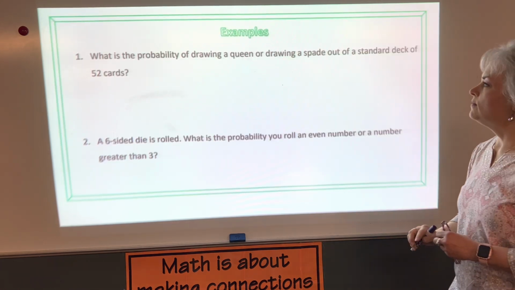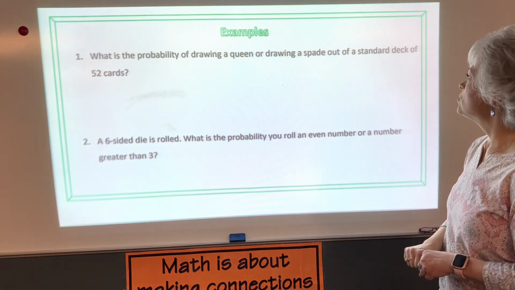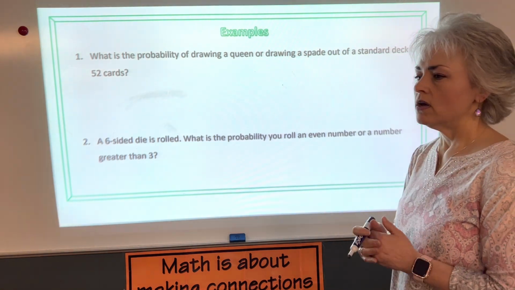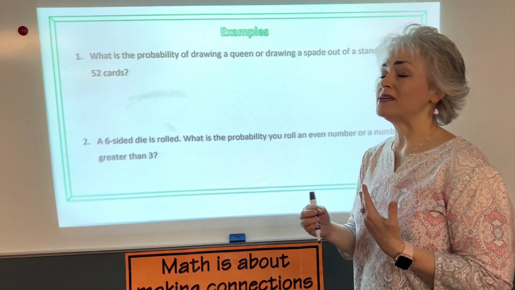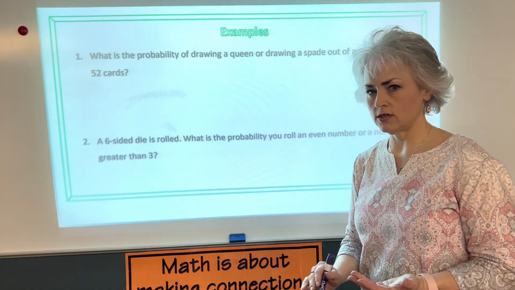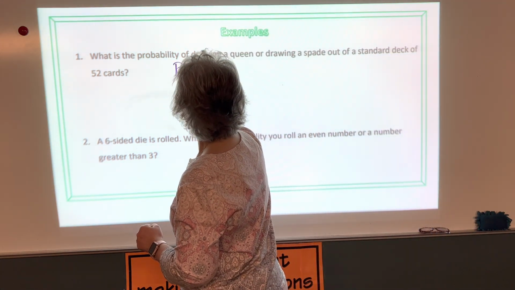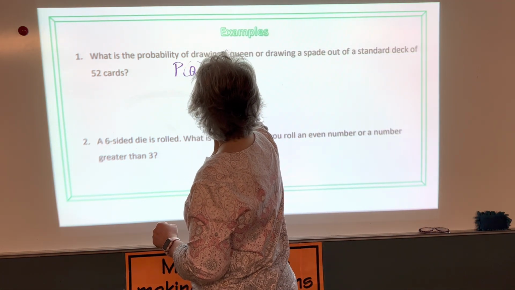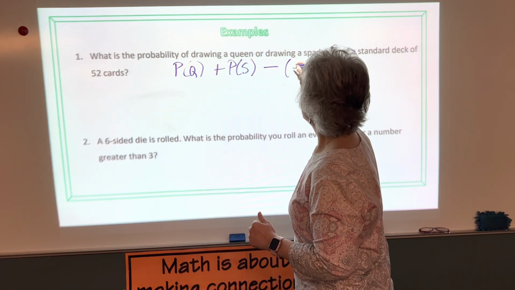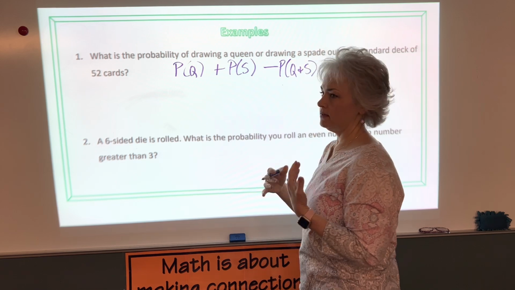Okay, so what is the probability of drawing a queen or drawing a spade out of a standard deck of 52 cards? Okay, so a queen can also be a spade. So that's where we have that these are not mutually exclusive. So we're going to do the probability of the queen plus the probability of a spade, and then we have to subtract the probability that it's queen and spade because it can be both.